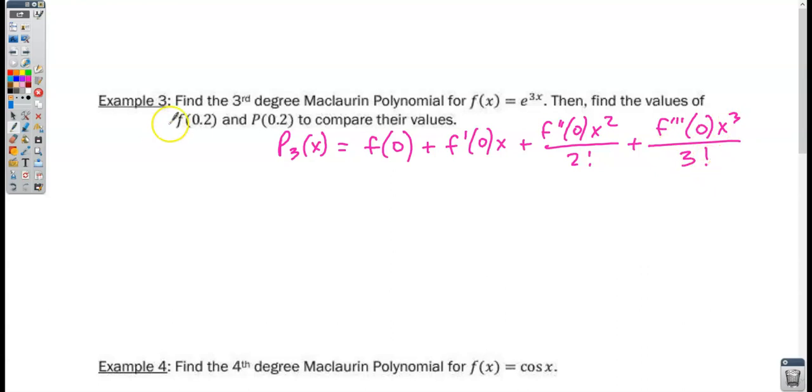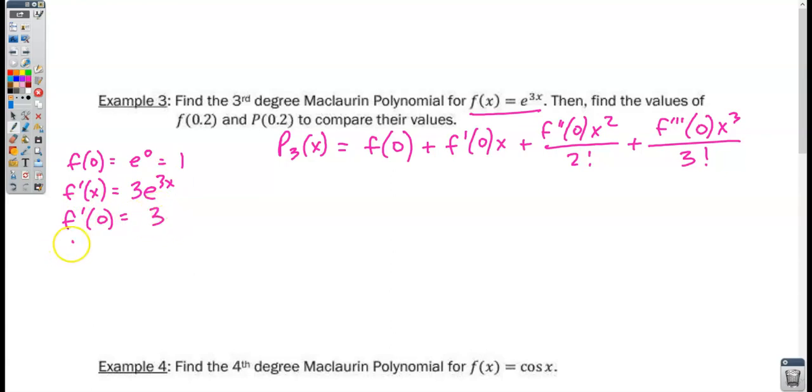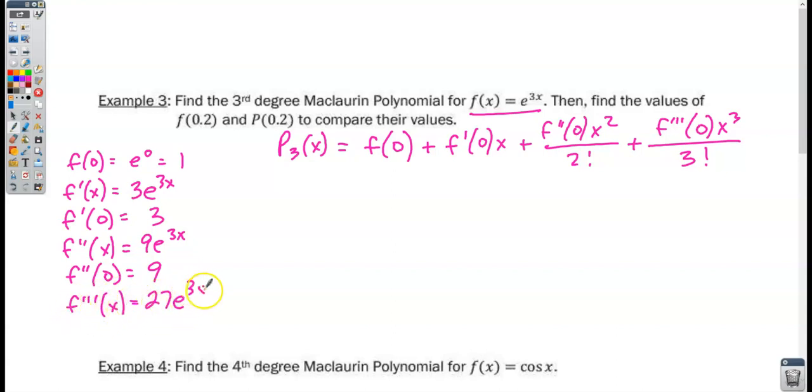All right, so we start: f of x is equal to e to the 3x. So f of 0 is equal to e to the 0, which is 1. Then I find f prime of x. That's going to be 3e to the 3x. So f prime of 0 is going to be equal to 3. F double prime of x is 9e to the 3x. So f double prime of 0 is going to be 9. And f triple prime of x is going to be 27e to the 3x. And so f triple prime of 0 is going to be 27. Man, it was really nice how simple those derivatives were to get.